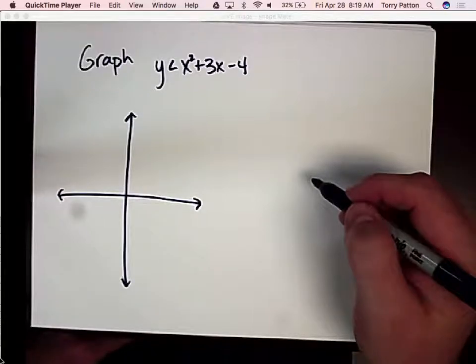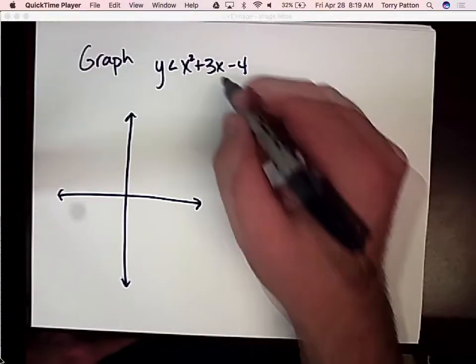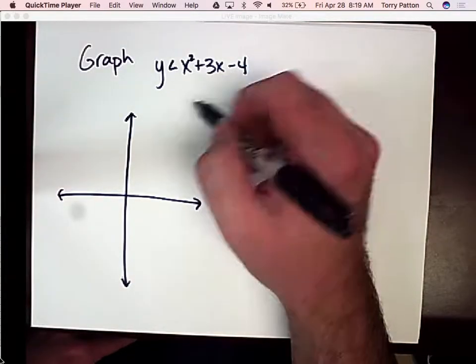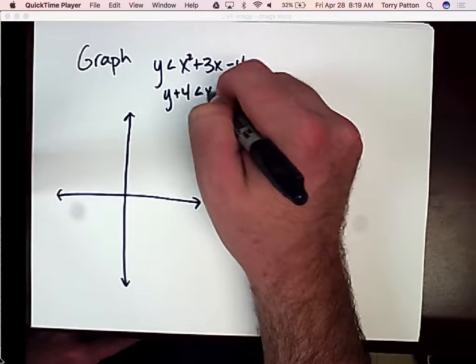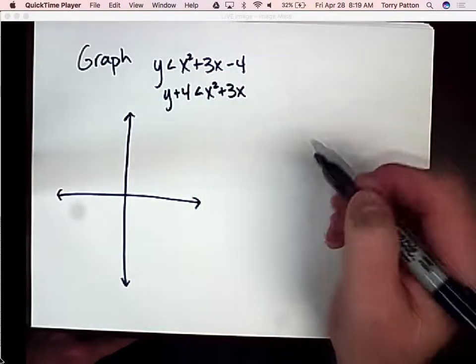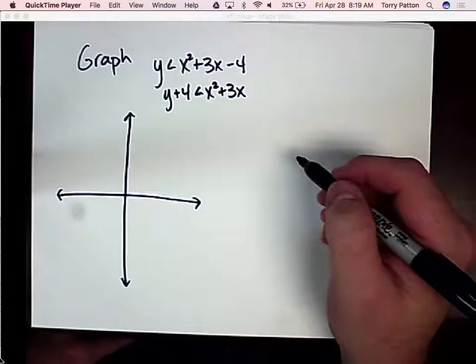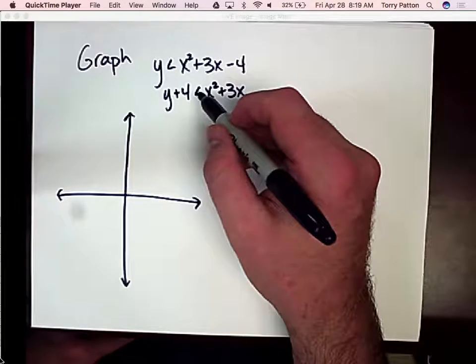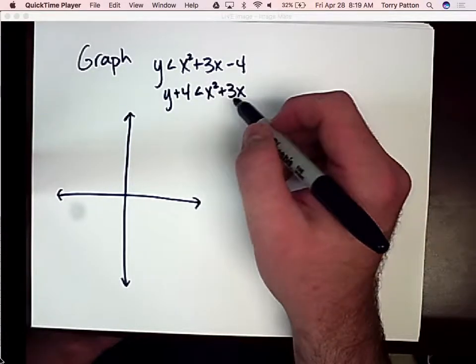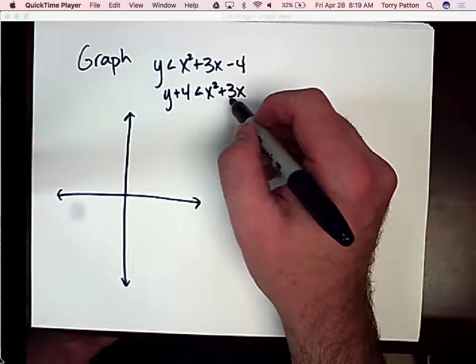Do you want to complete the square or do the opposite of b over 2a? Okay. So to complete the square, we're going to take 4 over here. So we've got y plus 4 is less than x squared plus 3x, right? Then if there were anything here in front of the x squared, we'd factor it out. But there's not, so we don't do that. So then you just complete the square.